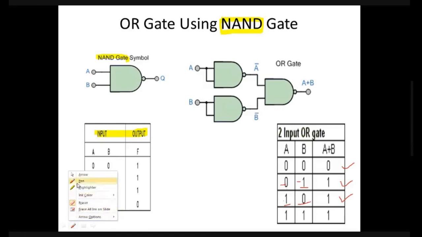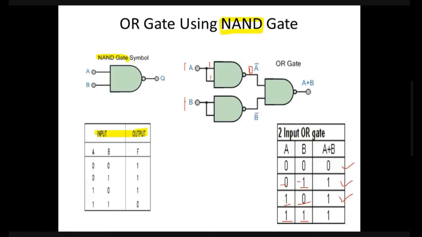What is the last condition? A equal to 1, B equal to 1. Now we will check the final output. A equal to 1, that 1 is here. Due to the short, it is also 1. With 1, 1, what is the output of the NAND gate? Sorry, it is 0.